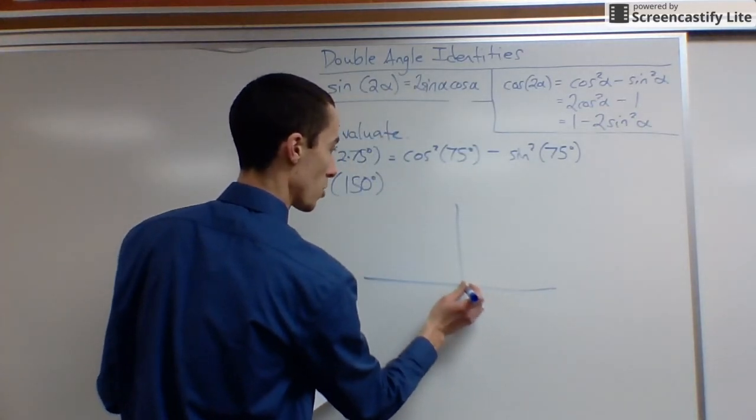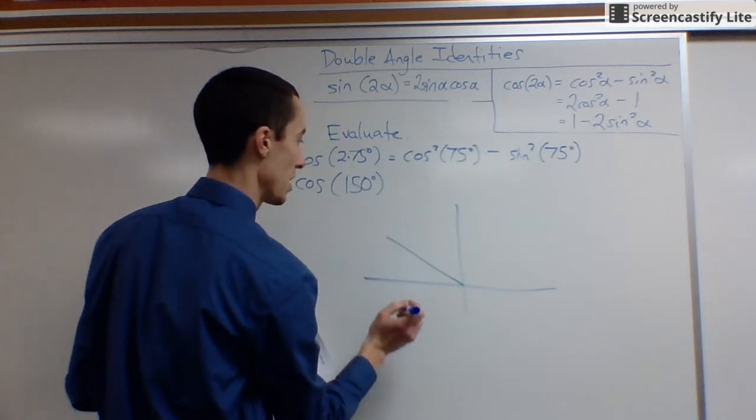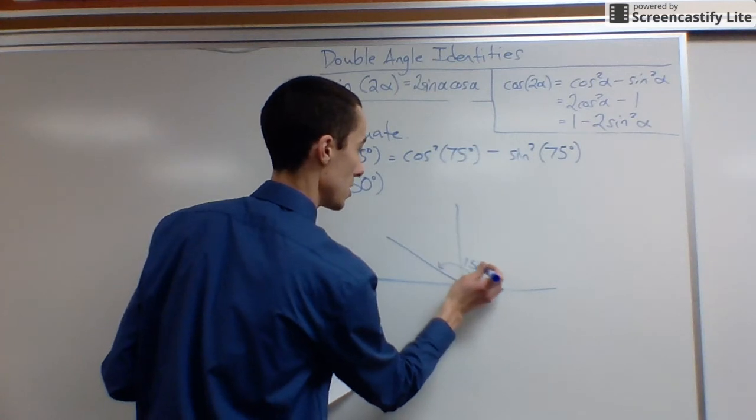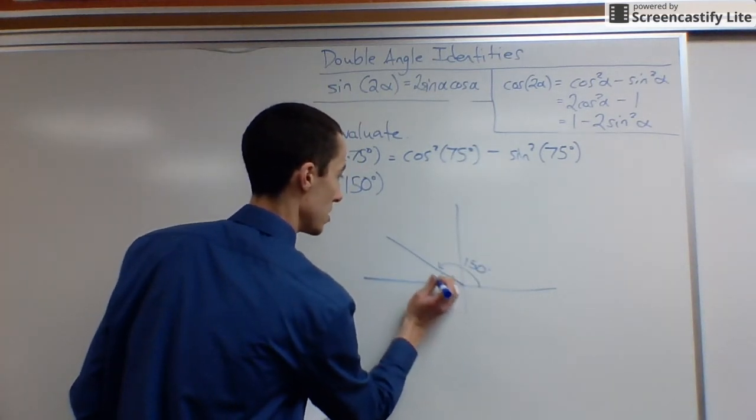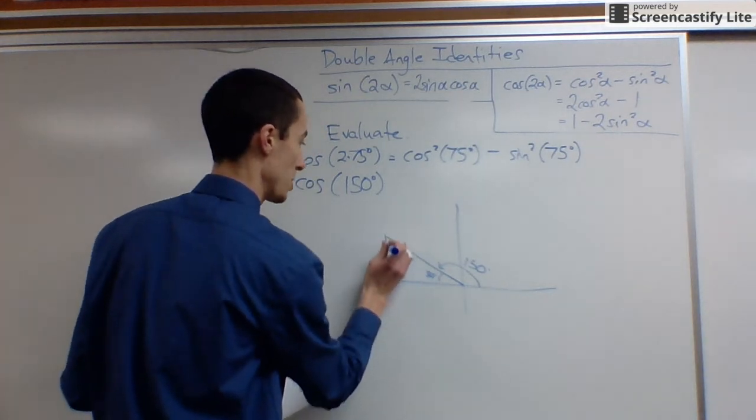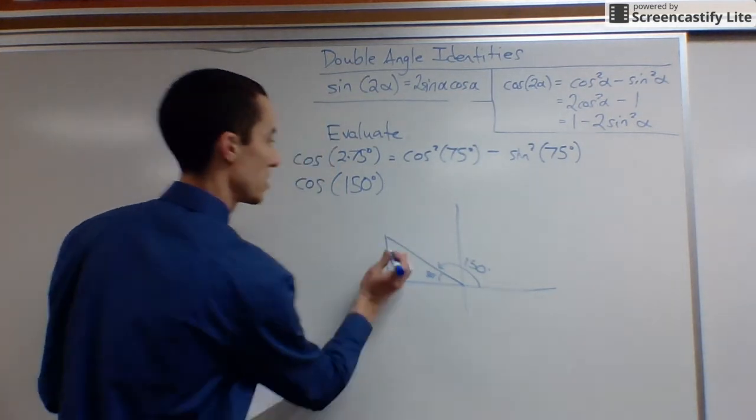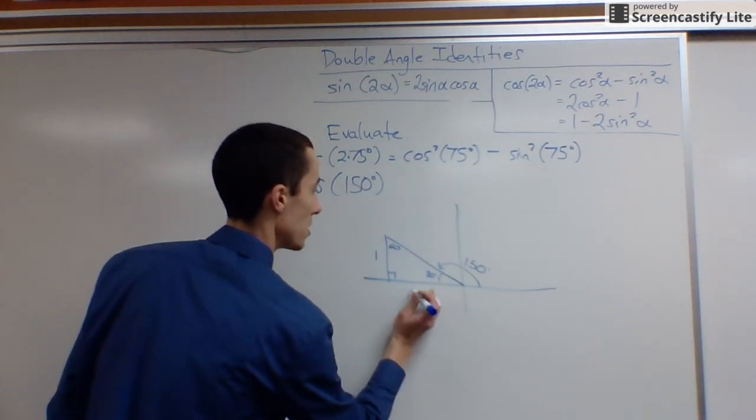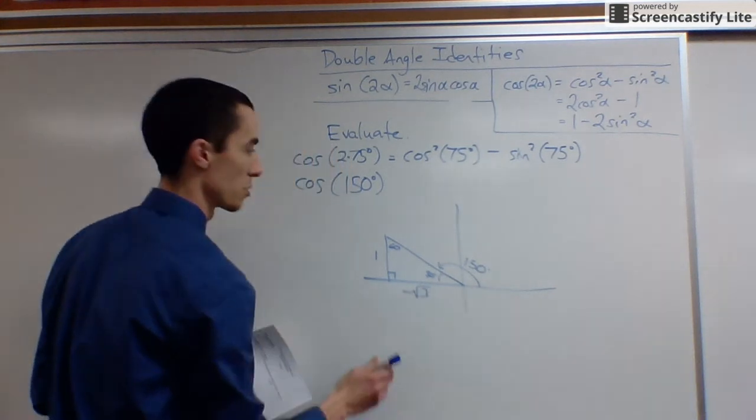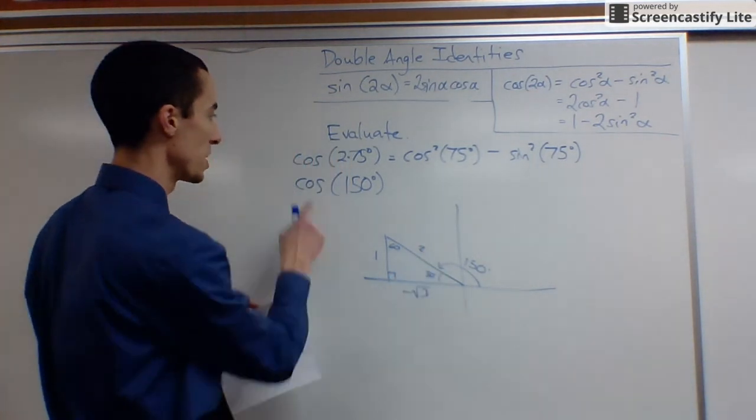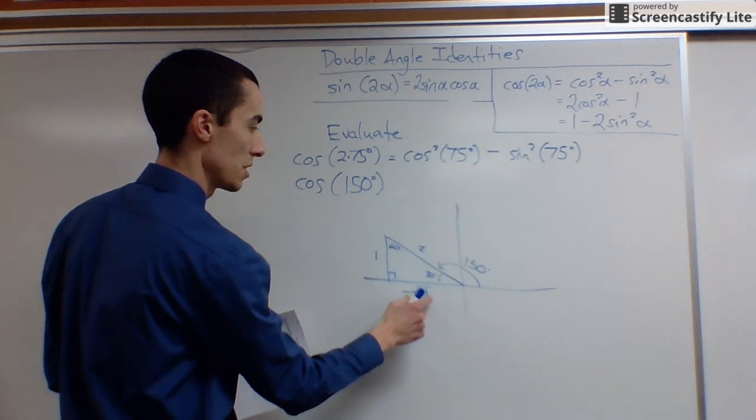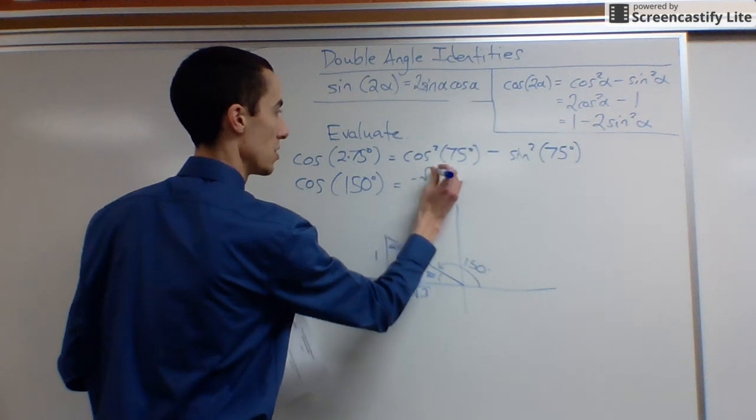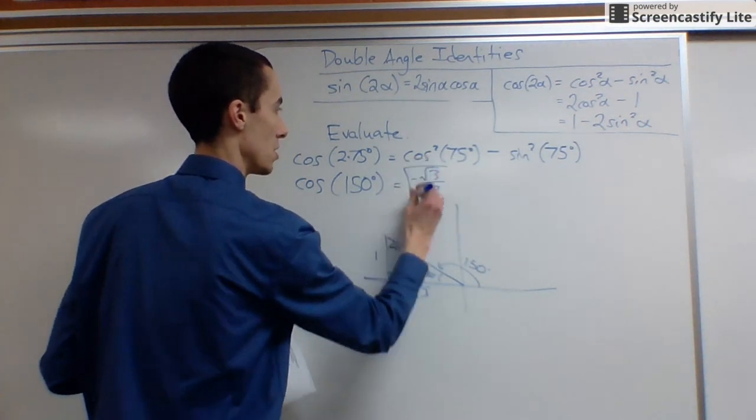And we can figure out the cosine of 150 degrees. 150 degrees is going to be in quadrant 2. It's between 90 and 180. So 150 degrees here. That means that this is 30 degrees. So we can set up a 30, 60, 90 triangle. Meaning that we'll have a 1 unit side across from the 30, a negative root 3 across from the 60, and a 2. We need to find the cosine, and so that will equal the adjacent over hypotenuse, negative root 3 over 2.